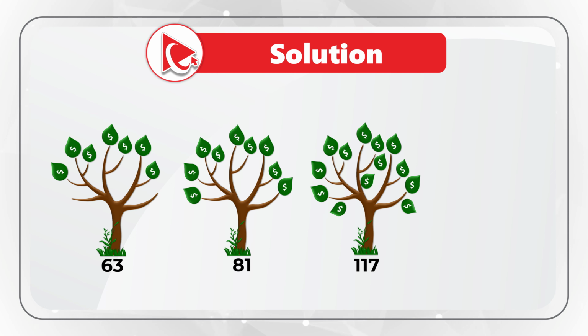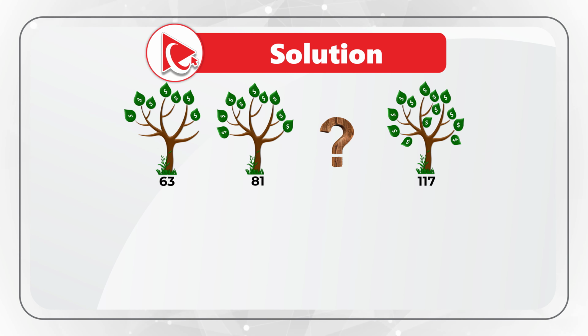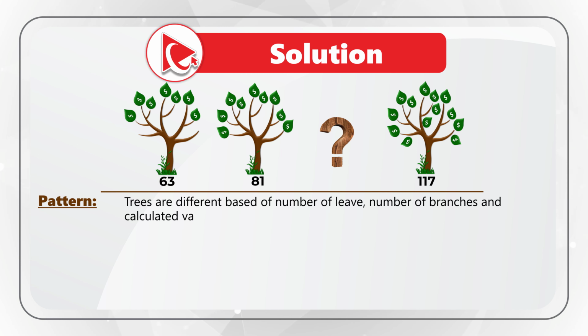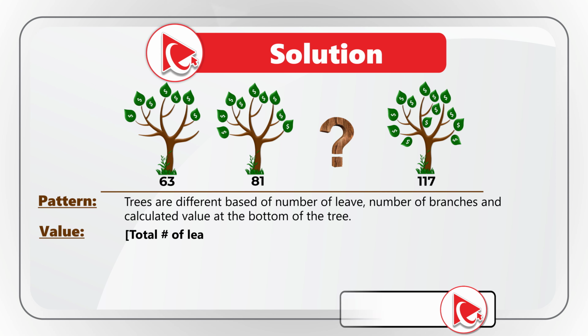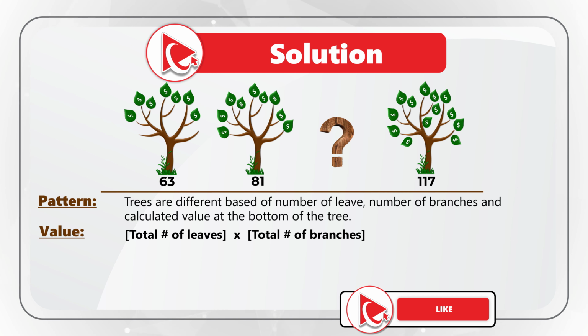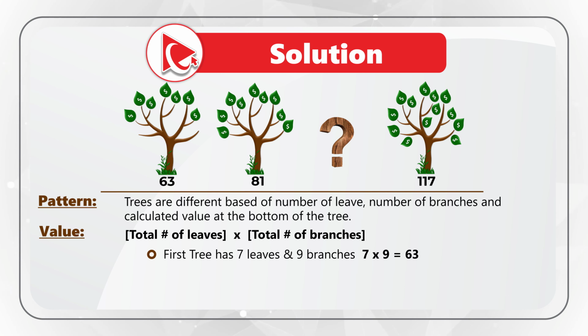Amazing problem, isn't it? But to solve it, you need to take a close look at the tree. In this picture, each tree is different based on the number of leaves, number of branches, and calculated value at the bottom of the tree. And to calculate the value, you need to multiply the total number of leaves by the total number of branches on the tree. For example, the first tree has 7 leaves and 7 branches, and the number at the bottom is calculated as 7 by 9 equals 63.